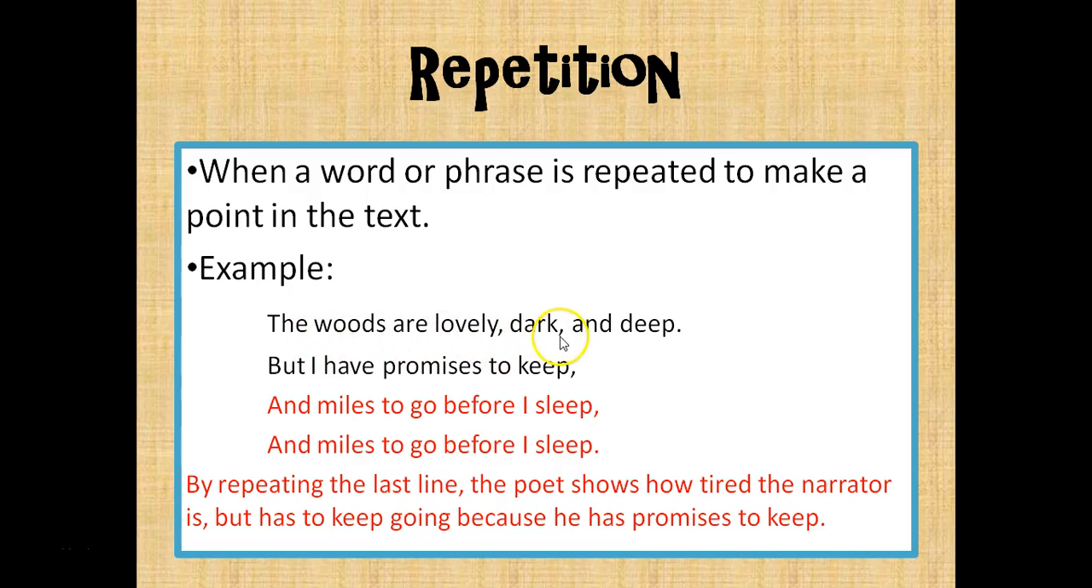The woods are lovely, dark, and deep, but I have promises to keep, and miles to go before I sleep, and miles to go before I sleep. By repeating the last line, the poet shows how tired the narrator is, but he has to keep going because he has promises to keep. The poet used repetition here to show you how tired he is. I can just imagine this narrator saying this like, the woods are lovely, dark, and deep, but I have promises to keep, and miles to go before I sleep, and miles to go before I sleep.